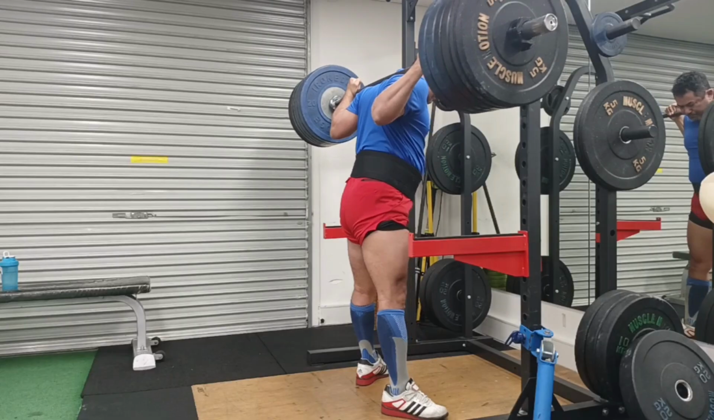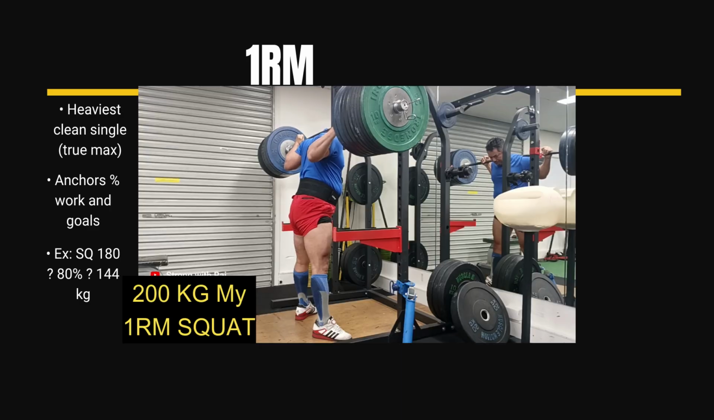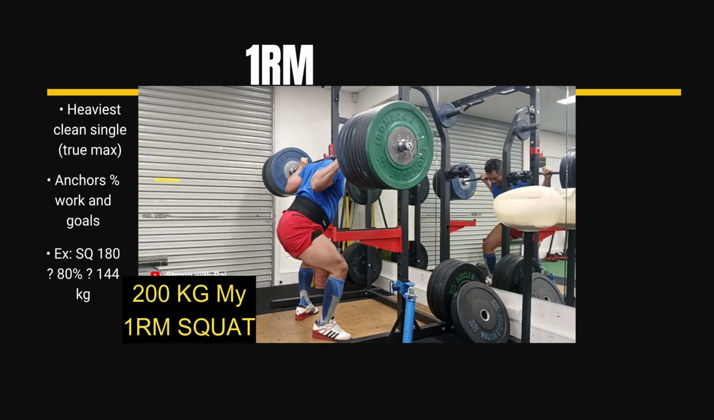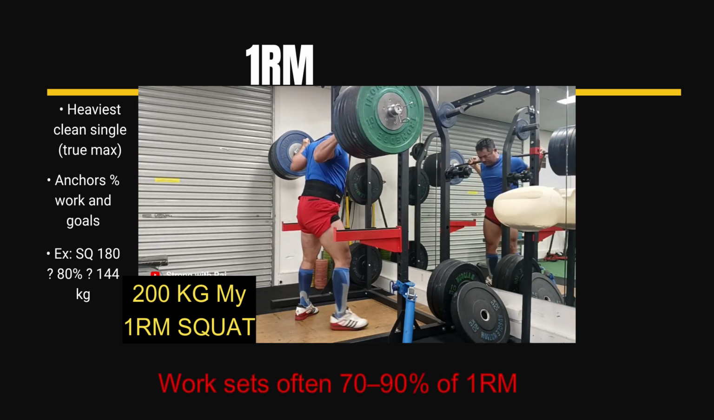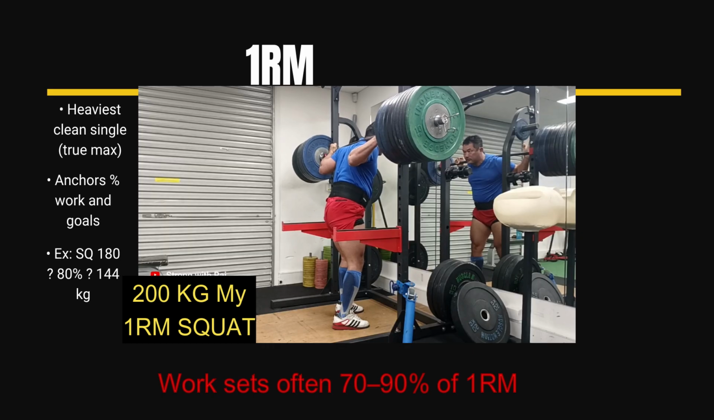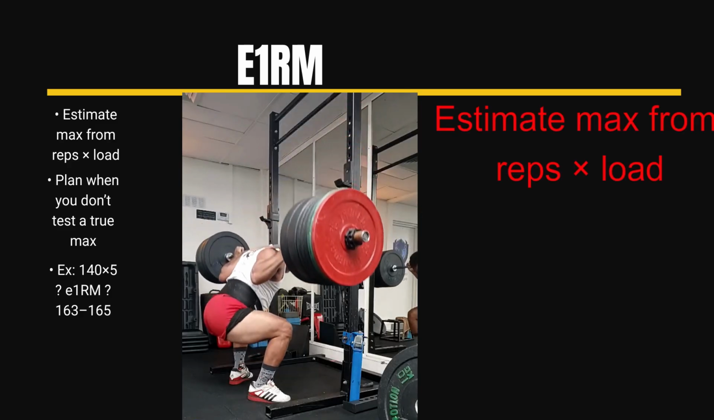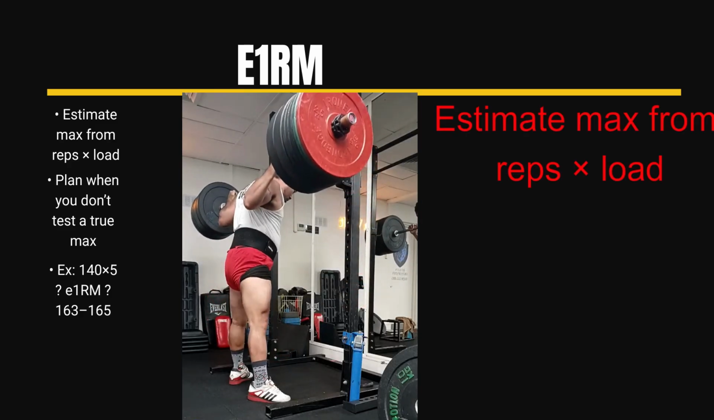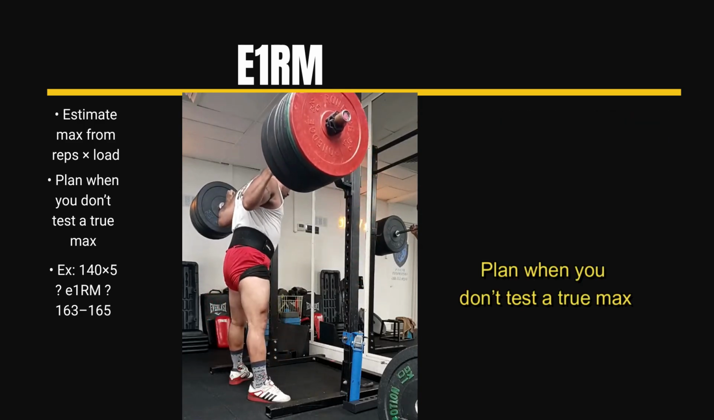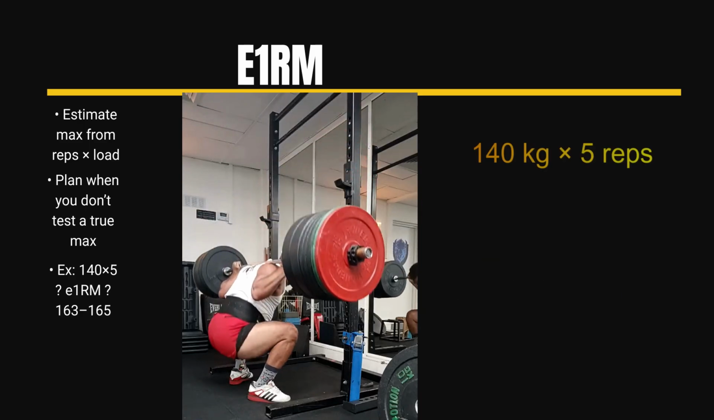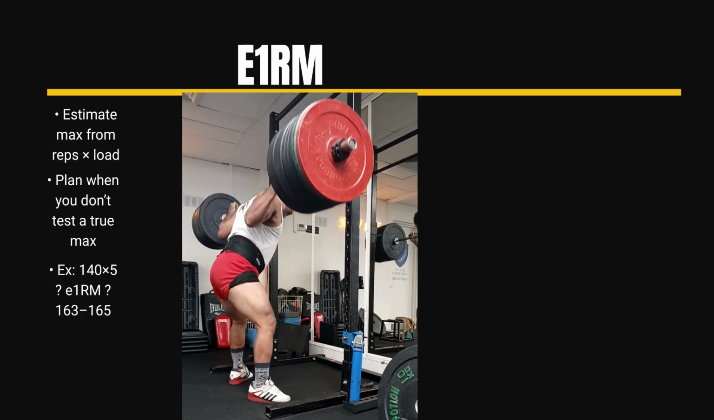1 rep max. The heaviest weight you can lift once with standard form. It anchors programming and percentages. If your squat 1 rep max is 180 kilos, then 80% work sets are around 144 kilos. Estimated 1 rep max, a calculated 1 rep max from the reps and load you actually did. Useful when you don't test a true max. If you hit 140 kilos for 5, your estimated 1 rep max is about 165 kilos.